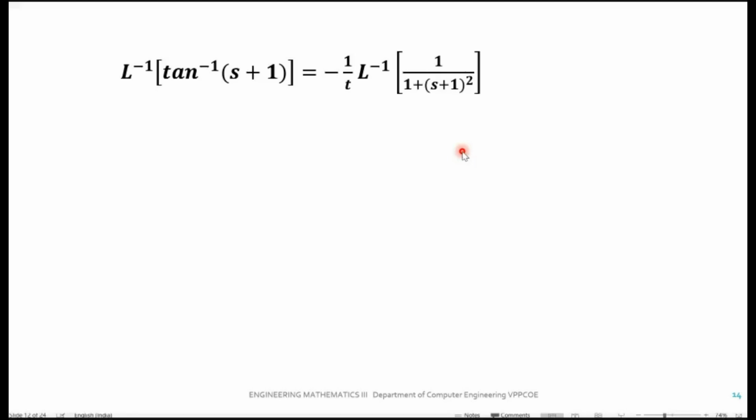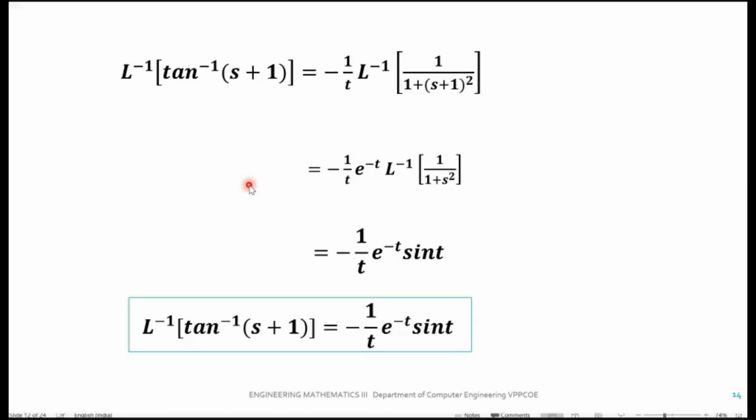What we can see from here is that s is replaced by s plus 1. It is already in the perfect square form, so s is replaced by s plus 1. So I can take e raised to minus t common. So what will I have? e raised to minus t times L inverse of 1 upon 1 plus s square, and 1 upon 1 plus s square is sin t. So the final answer: L inverse of tan inverse of s plus 1 is minus 1 by t, e raised to minus t sin t.